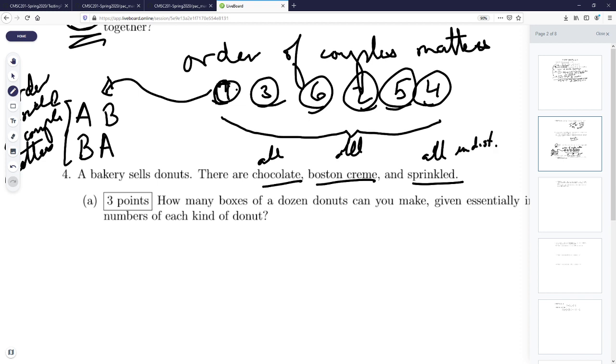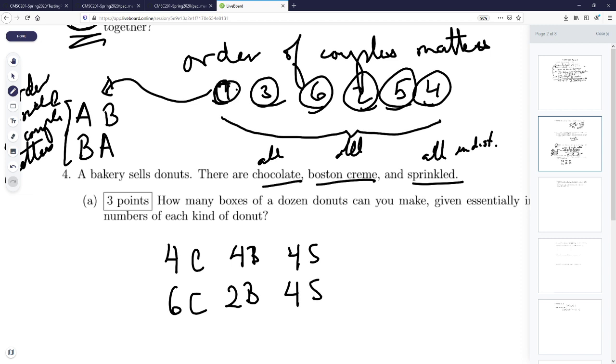And what that means is that it suffices to say that I got a box of, say, 4 chocolate, 4 Boston cream, and 4 sprinkles, versus maybe 6 chocolate, 2 Boston cream, and say 4 sprinkles again, or whatever, right? So this suffices as 2 different ways to configure a donut box.